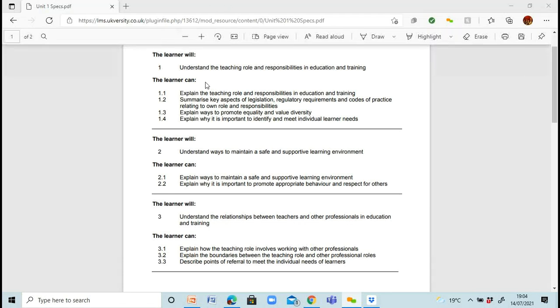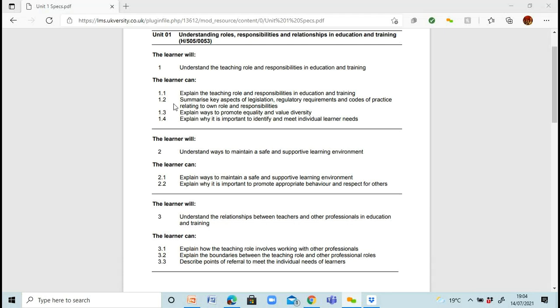Okay. So let's go on here. Oh, I've not told you what the questions are yet, have I? So we're going to look at these 4 questions. So 1.1 is explain the teaching role and responsibilities in education and training. 1.2, summarize key aspects of legislation, regulatory requirements and codes of practice relating to your own role and responsibilities. 1.3, explain ways to promote equality and value diversity. And 1.4 is explain why it is important to identify and meet individual learner needs.